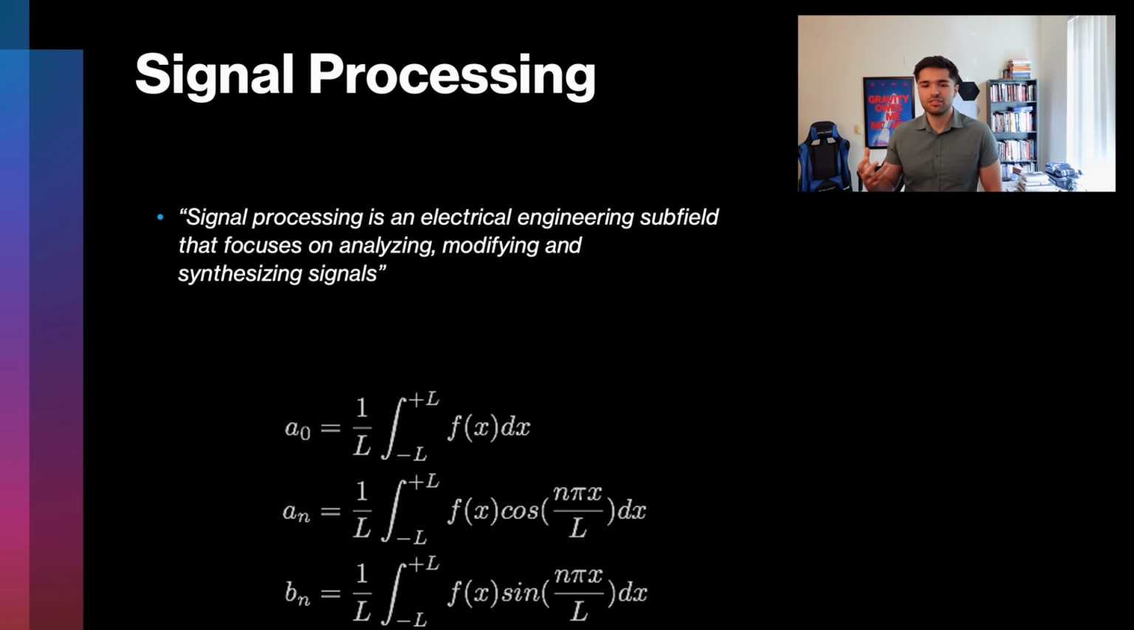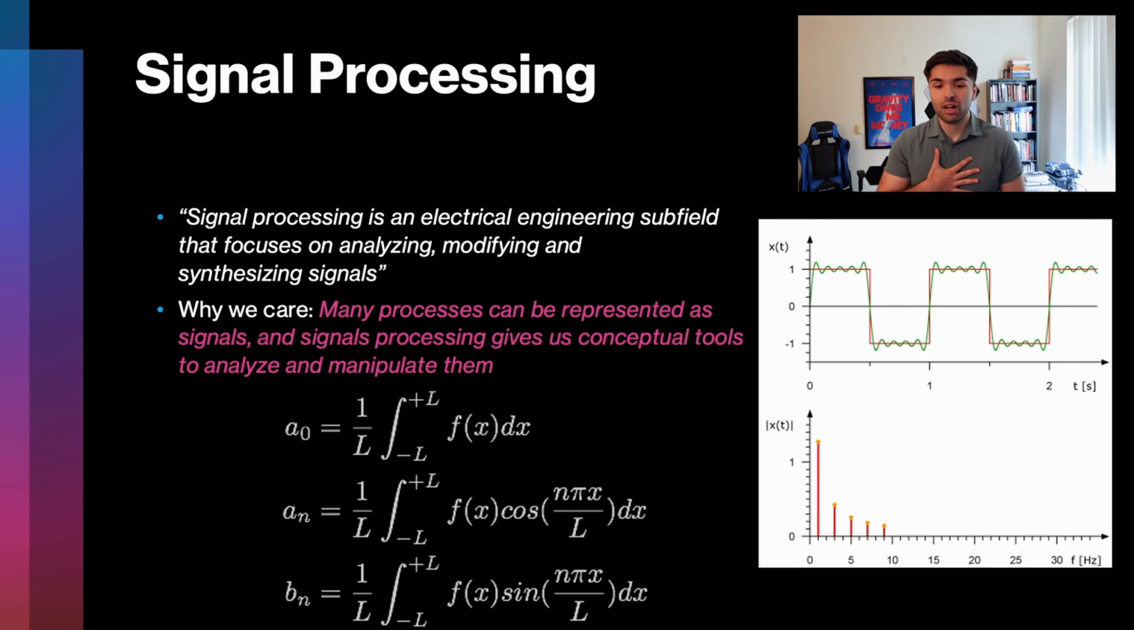So signal processing is a field of electrical engineering, not aerospace, that focuses on analyzing, modifying, and synthesizing signals. So I have in the bottom here ways to compute the coefficients of a Fourier series, which I'll show you a graph of in a minute. But in other words, signal processing is all about electrical signals in electrical engineering. So it's relatively straightforward there. Why do we care? Many processes can be represented as signals, and thus signal processing gives us the conceptual tools, it's a very conceptual thing, to analyze and manipulate signals.